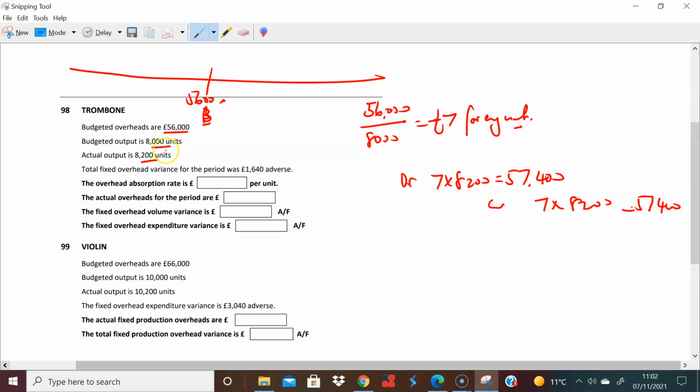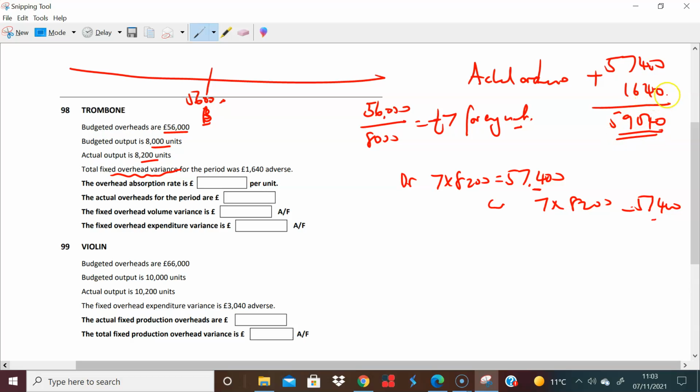So this question says here that the total fixed overhead variance is 1,640 adverse. When I say it's an accounting figure, what does this mean? This means that when you looked at this figure, what's in your accounts, your flex budget, and what actually happened, you saw a 1,640 difference. So the actual overhead is 57,400 plus 1,640. I'm going to add 1,640 to this, and the actual overhead is 59,040. This is my actual fixed overhead.